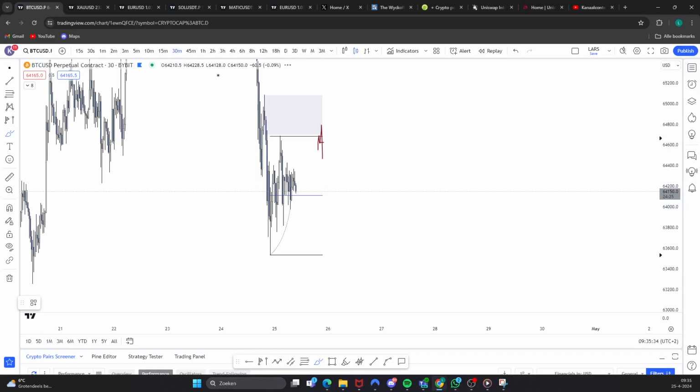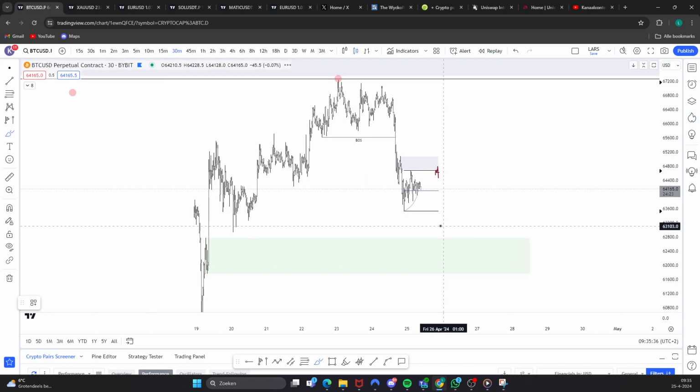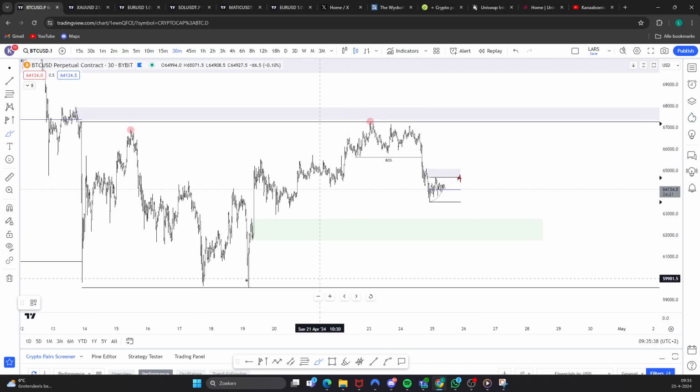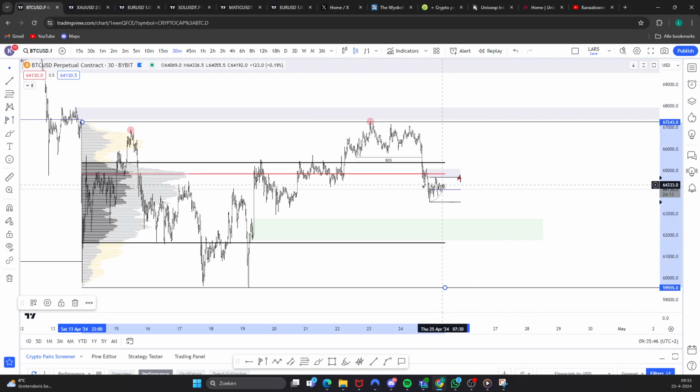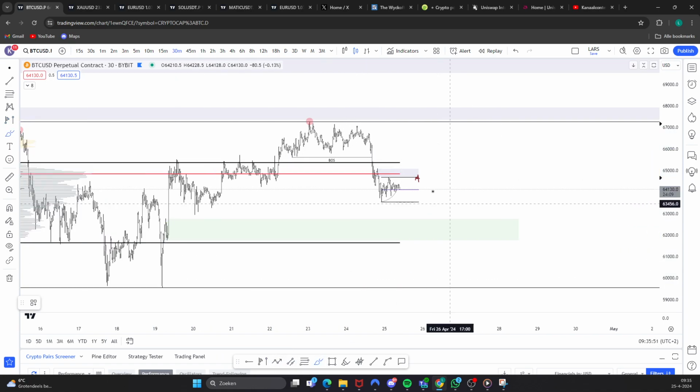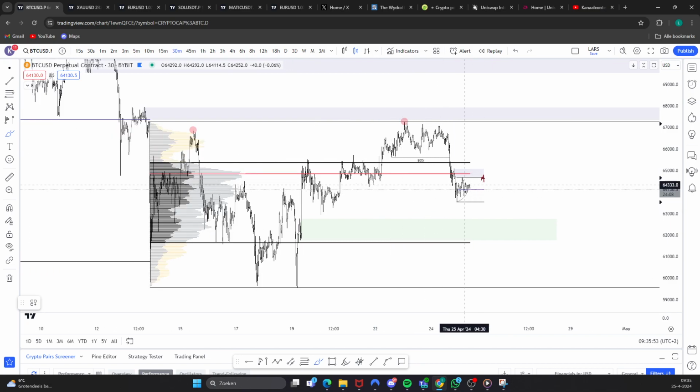A quick video on live price action and what I am looking at. So we SFP'd that high, we broke market structure on Bitcoin, and we kind of broke back inside the volume area, and I am leaning way more towards the bearish side.